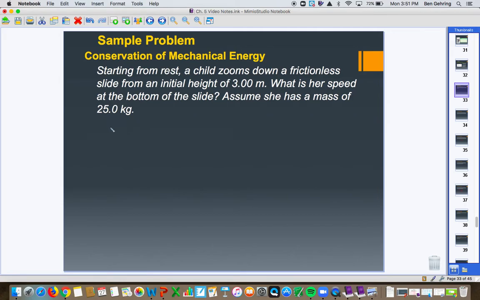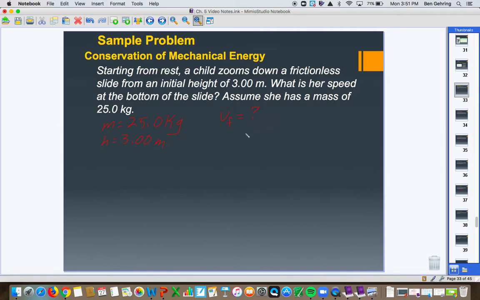I'm going to write everything I know. For starters, I know she has a mass. Her mass is equal to 25.0 kilograms. I know the slide has a height of 3 meters, so I know h is going to be 3.00 meters. Now I'm looking for v at the bottom, so her v final.